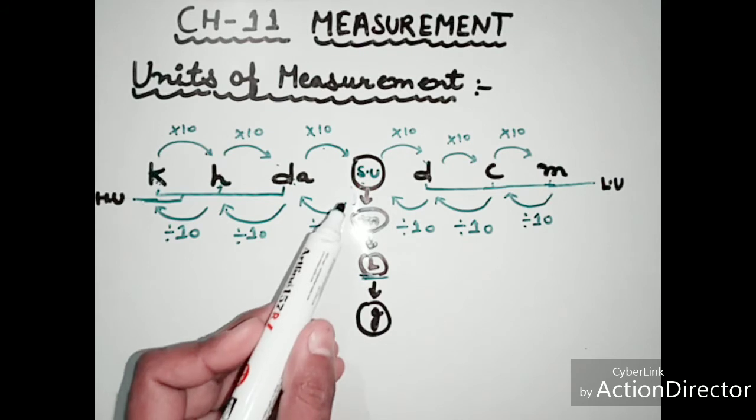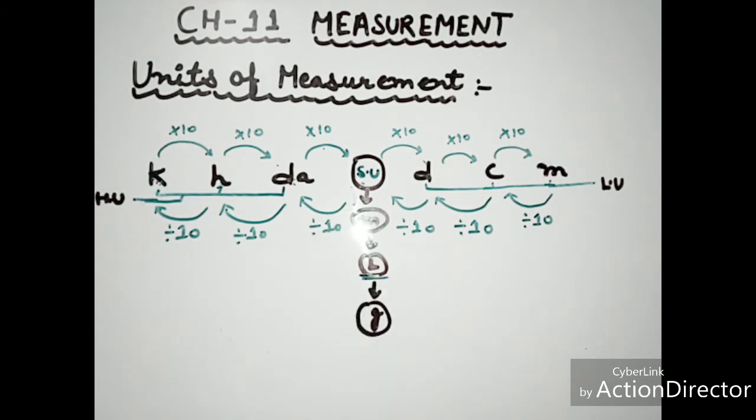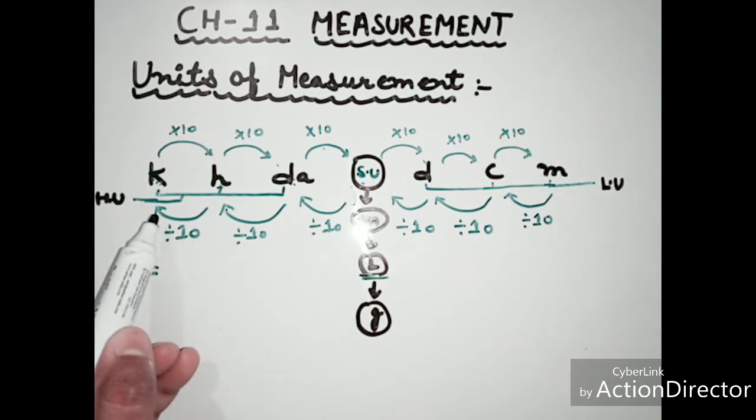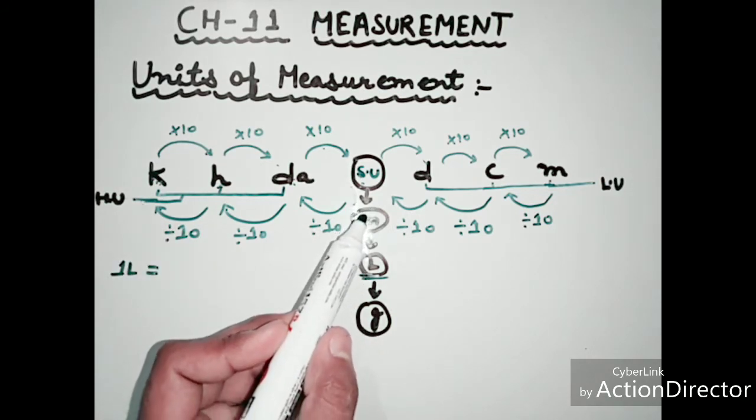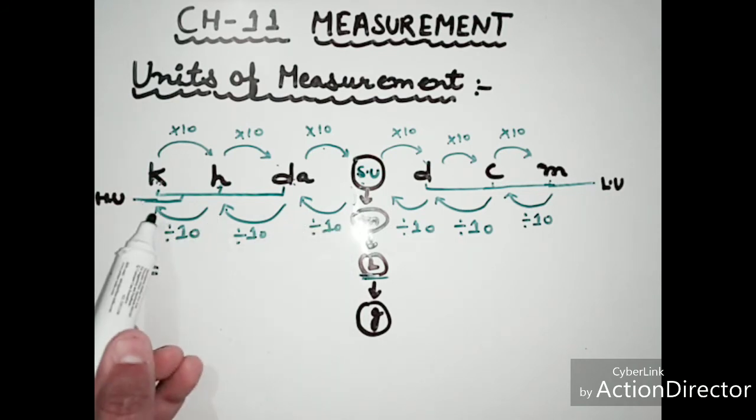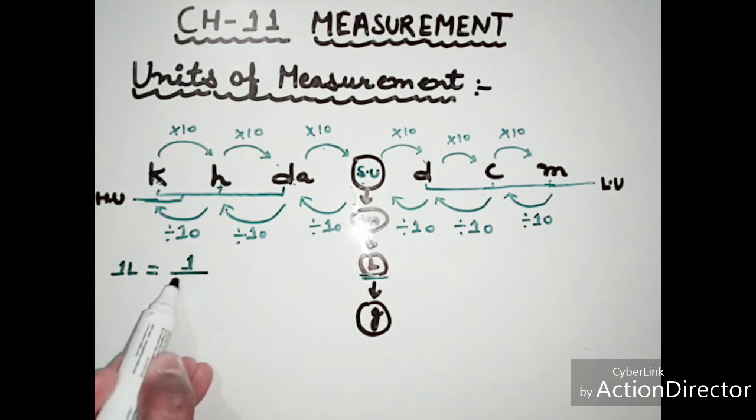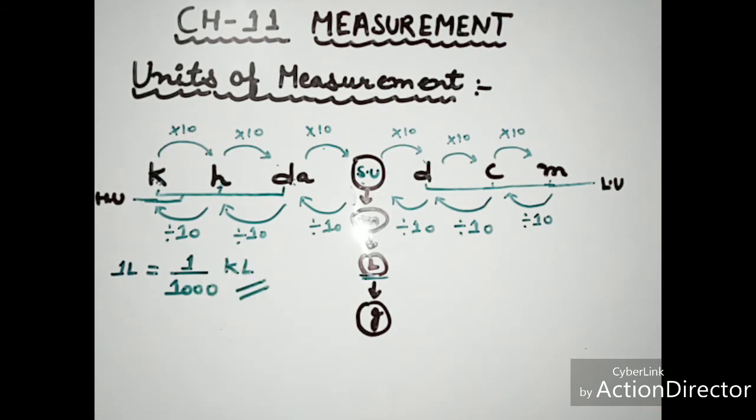So from here, how many kiloliters in 1 liter? So 1 liter equal to, here we move lower unit to higher unit. And how many places we move from right to left? 1, 2, 3. So we write 1 upon 1000 kiloliters.